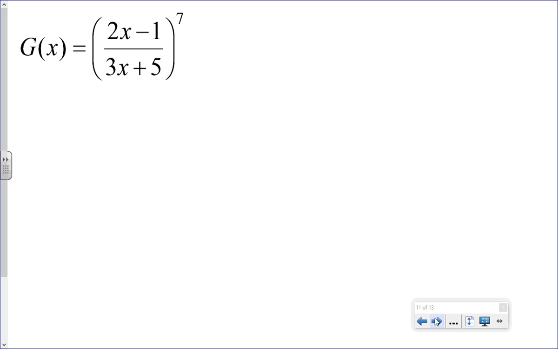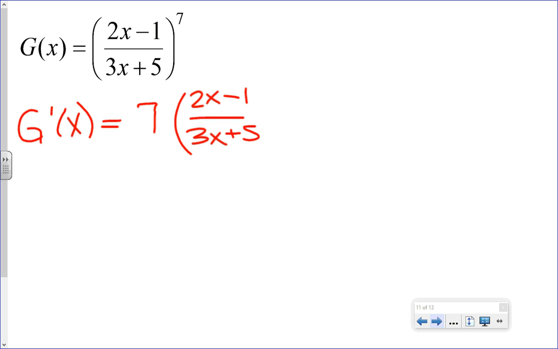First question, is this a composition? Yep. It is a composition. What is our outermost function? To the 7th power. All right. So when we take our derivative, the first thing we're going to do is the power rule. There's our power rule. Now what do we do?